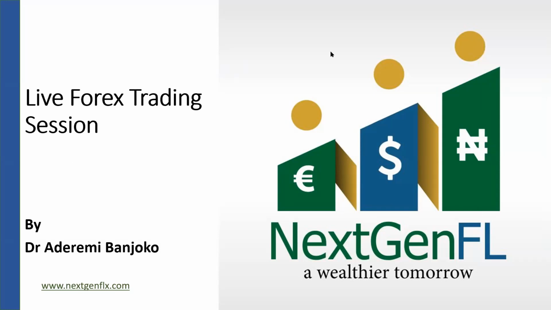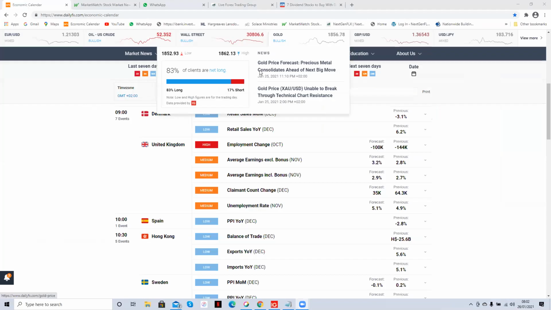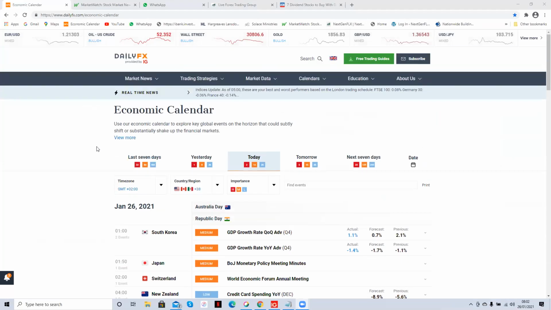As usual, we start off by looking at the economic calendar. So let me bring that up. So today is Tuesday, the 26th of January. Again, I'm in Rwanda, so always make sure you check your own time zone. We're GMT +2 in Rwanda, so all the times I'll be quoting are GMT +2.